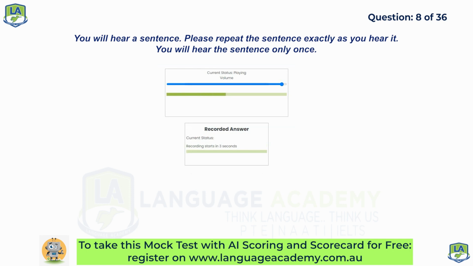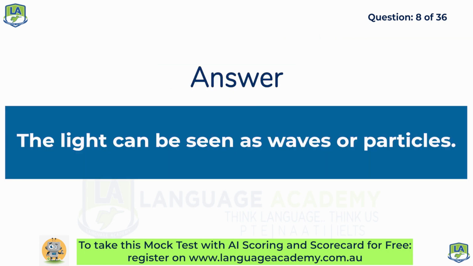The light can be seen as waves or particles.